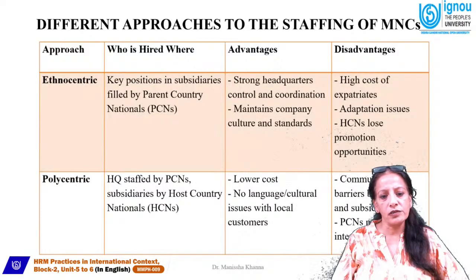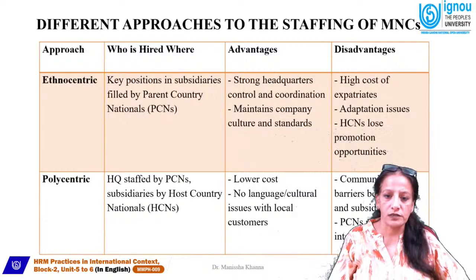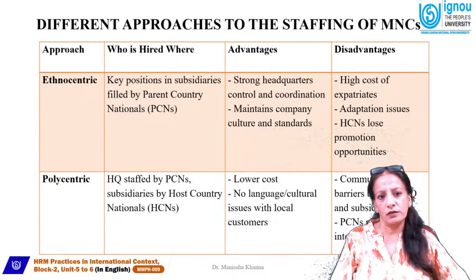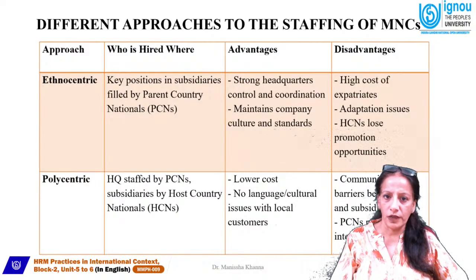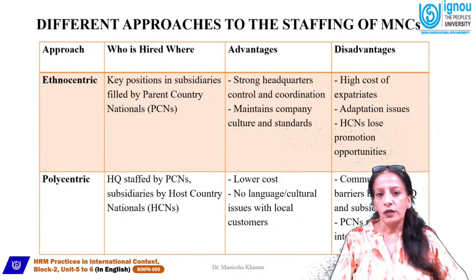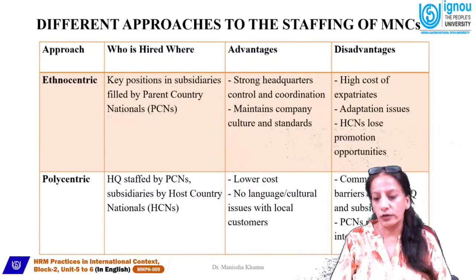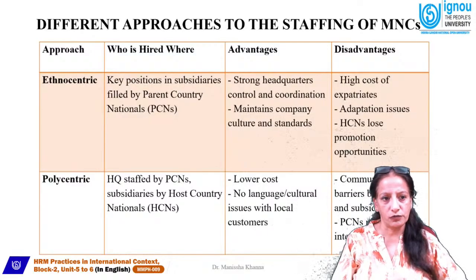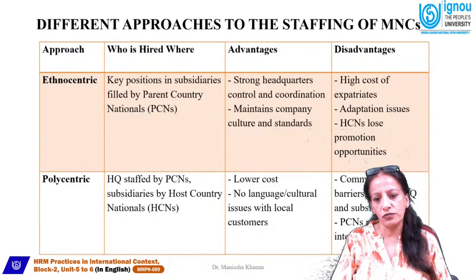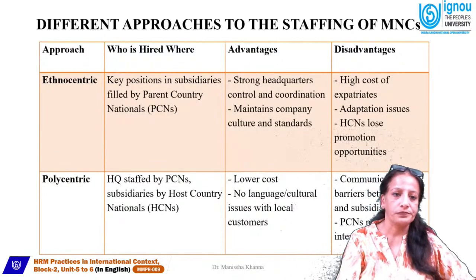Polycentric is when the headquarters is staffed by PCNs and the subsidiaries by host country nationals, HCNs. The advantage is lower cost, and there is no language or cultural barrier. There are no issues with local customers because they are from the same geographical location where the company is based. The communication barrier comes when they are dealing with the headquarters. PCNs sometimes miss international exposure in the polycentric approach.